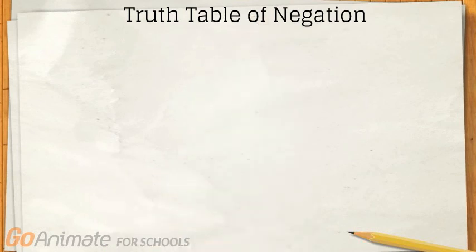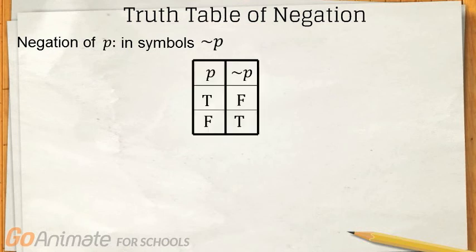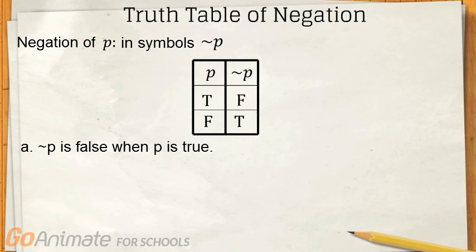Truth table of negation. Negation of P, in symbols, is written as tilde-P. To negate a statement means that we make a true statement false, and vice versa. Negation of P is false when P is true. Negation of P is true when P is false.